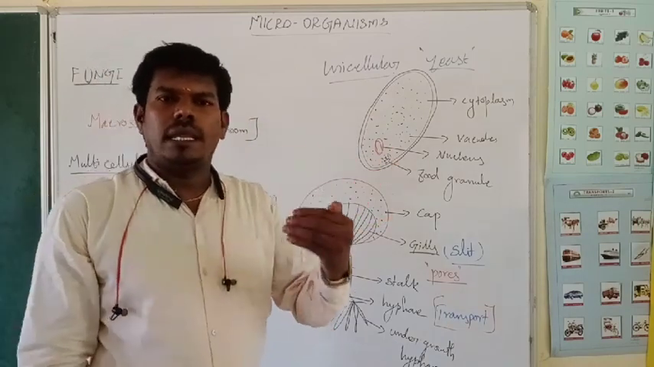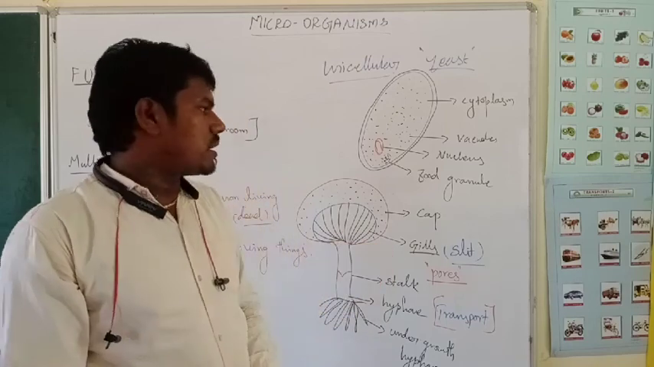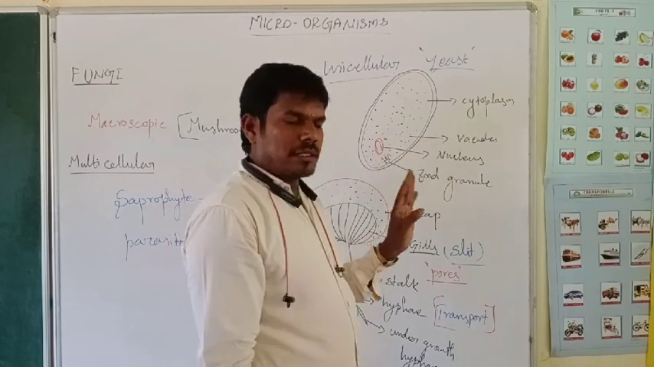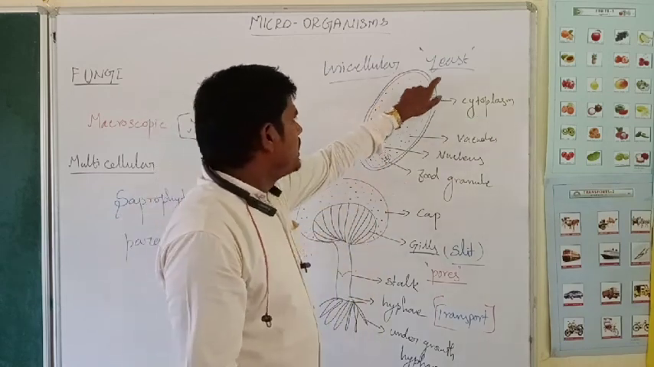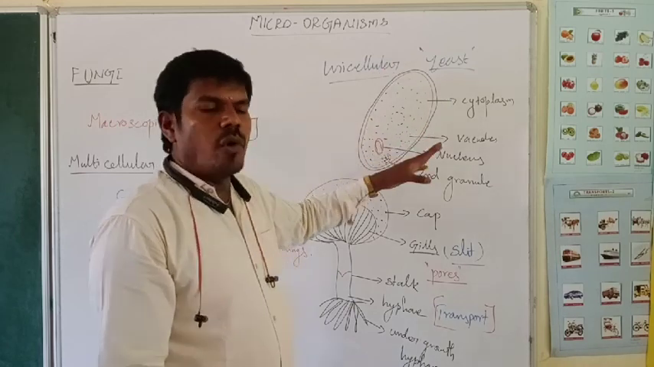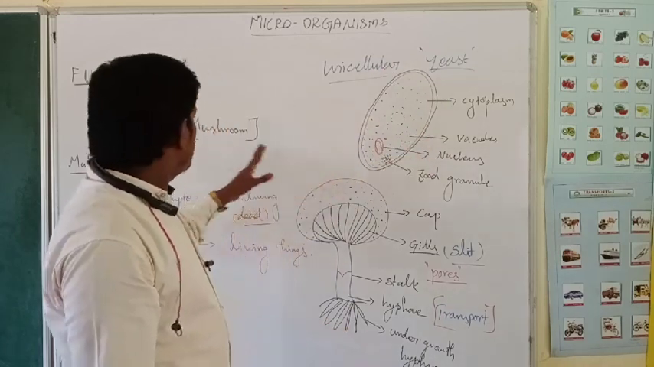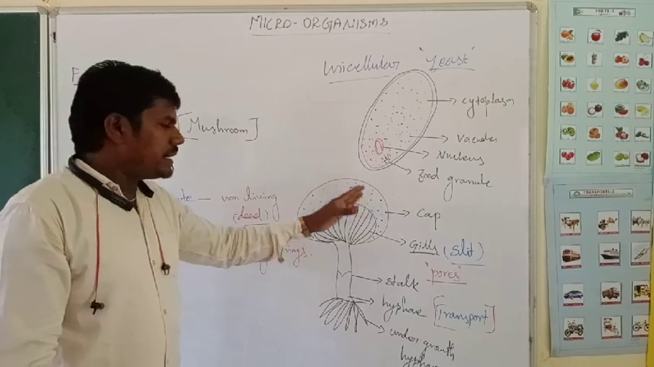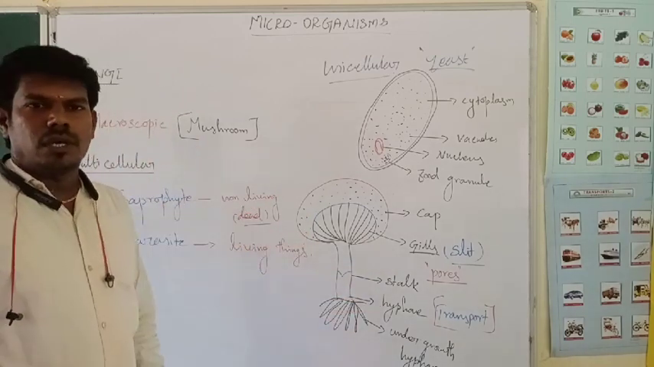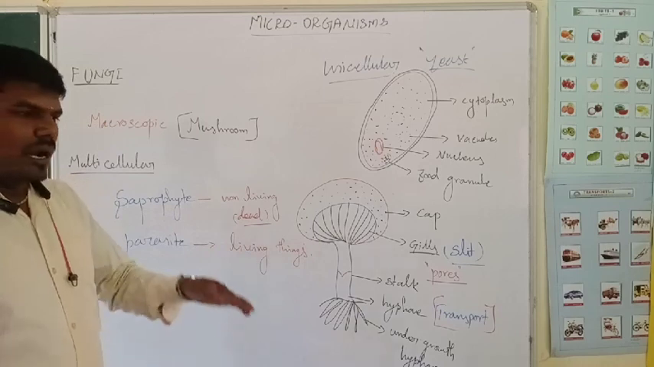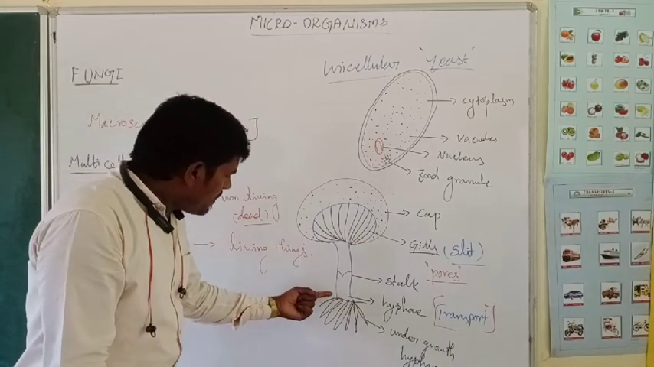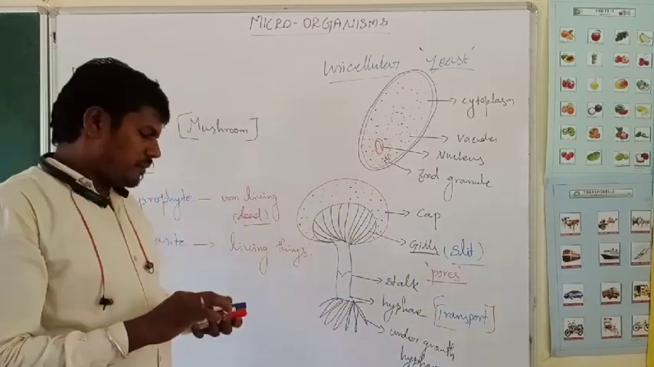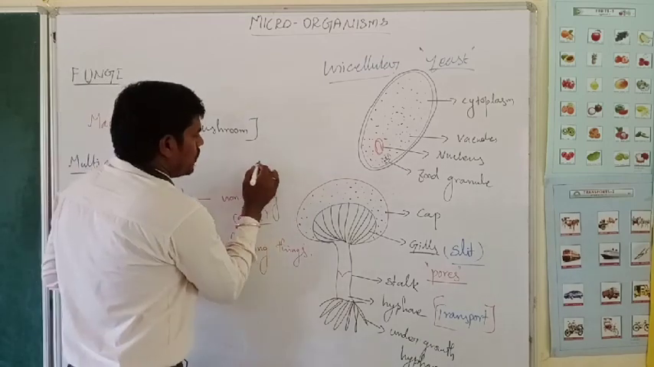Eukaryotic cell means they have a true nucleus and some inner organelles. Here we see the food granule, nucleus, vacuoles and cytoplasm, and then the cell wall, which surrounds the ovoid shape. At the same time, multicellular fungi are present in an umbrella-like structure. That umbrella-like structure grows on the outer surface of the soil or land. This entire umbrella-like structure is called the fruiting body. Fruiting body is another name for it.